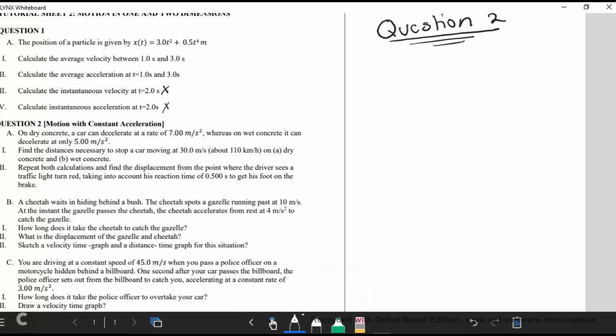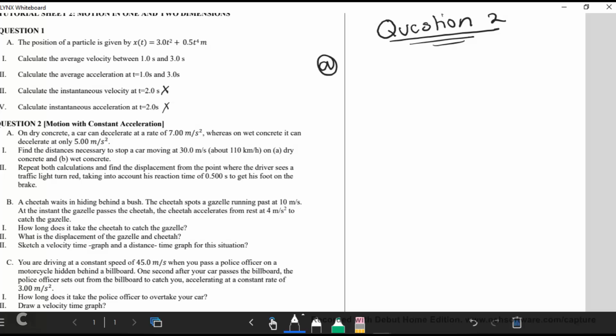Question 2 reads: on dry concrete, a car can decelerate at a rate of 7 meters per second squared, whereas on wet concrete it can decelerate at only 5.0 meters per second squared. The first question says find the distance necessary to stop a car moving at 30 meters per second, about 110 kilometers per hour. The first question, it's A.